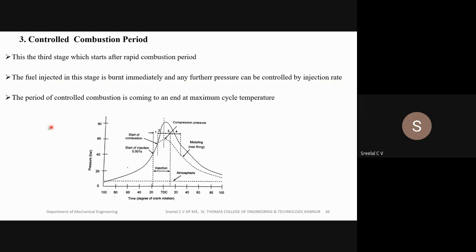Okay, so this particular period of controlled combustion comes to an end at the maximum cycle temperature.